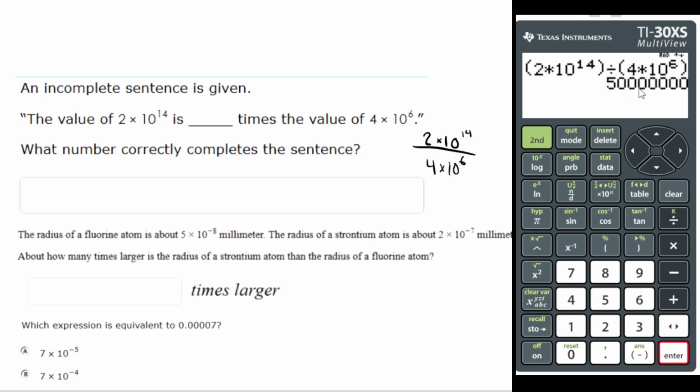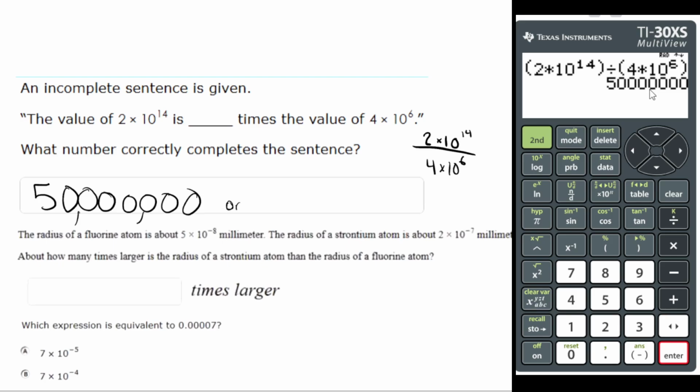5 with 1, 2, 3, 4, 5, 6, 7 zeros. Otherwise known as 50 million. Especially when you're working with numbers like this, you always want to make sure that you are counting your zeros, double count your zeros, triple count your zeros, make sure you have it right.